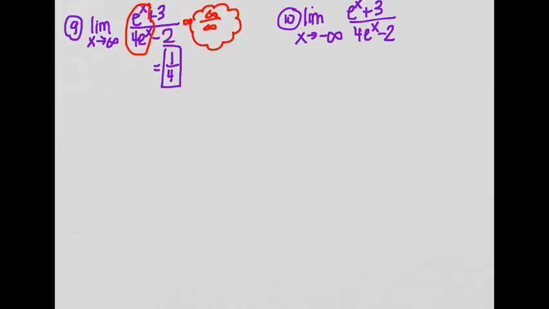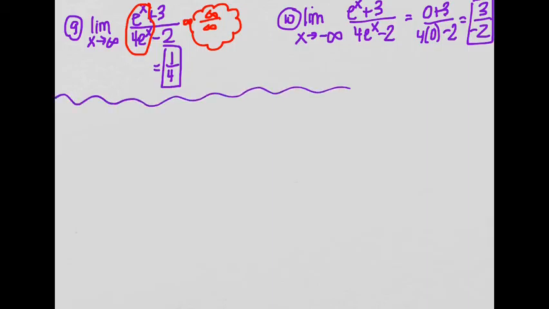But as x goes to negative infinity in number 10, well, when we're thinking about e^x going to negative infinity, that goes to 0. So this actually has nothing to do with our trick. We're basically just evaluating by seeing what happens as we go to infinity. So this is going to go to 3 over negative 2, or negative 1.5.